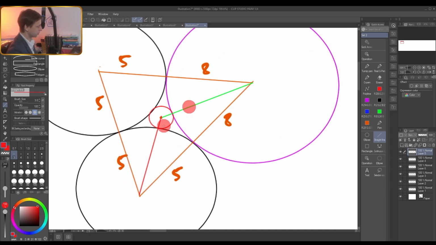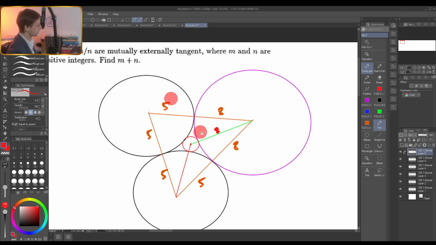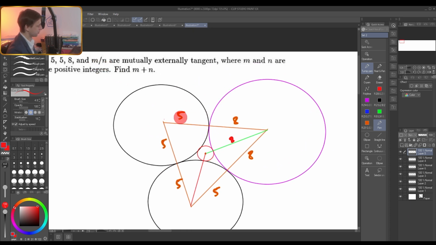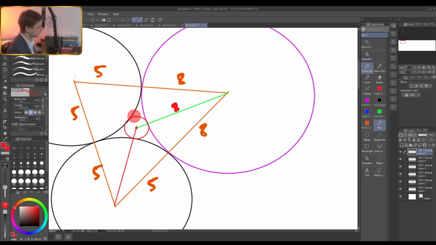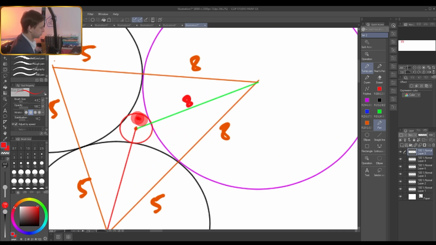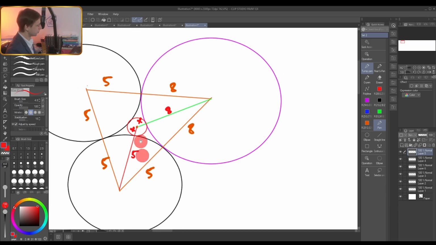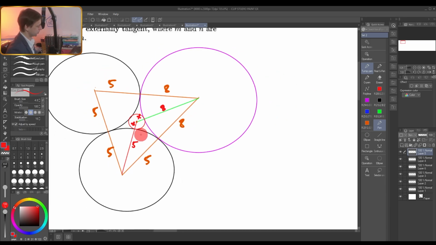So here, this segment is 8. This segment is exactly 8. And what about this one? We have here this writing that the radius of the small circle is m over n, but it's very inconvenient to work with this fraction all the time. So it makes a lot of sense to introduce this unknown radius simply as x. This is also x, and this remaining segment is 5. So here we have a very simple problem on geometry. We need simply to find x from this picture.